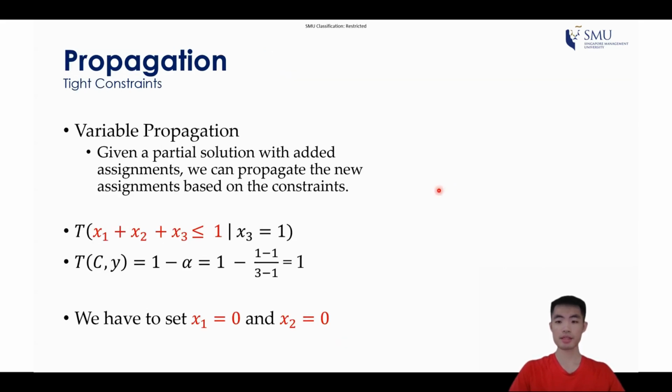Now we can use this tightness to determine when to propagate, and in the next few slides, we will cover the two cases, tight constraints and relaxed constraints, given a partial solution. For tight constraints, consider the following example. We have a problem with the constraint x1 plus x2 plus x3 is less than or equal to 1, given the partial assignment x3 equals 1. We can then compute the tightness T accordingly, which equals 1. From here, we can infer the remaining unfixed variable assignments x1 equals 0 and x2 equals 0.